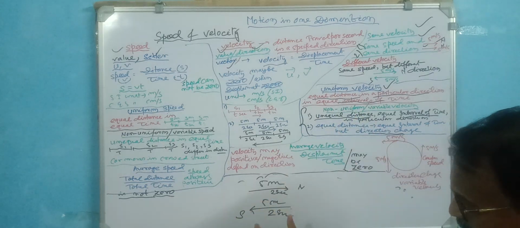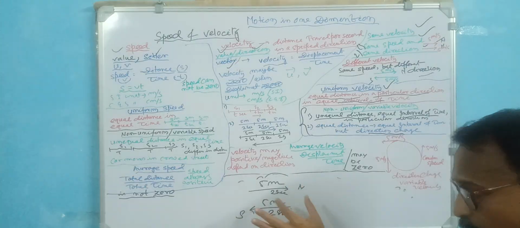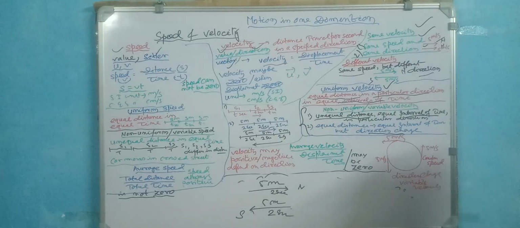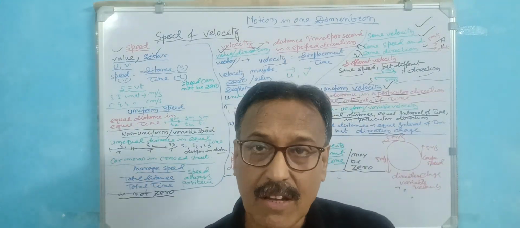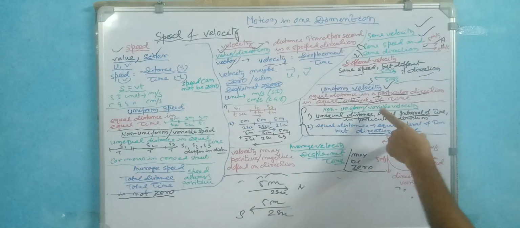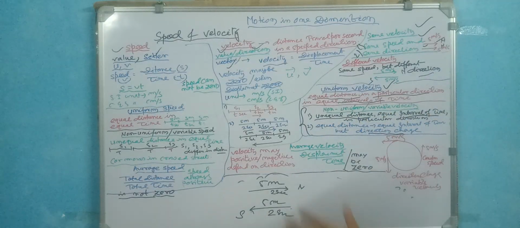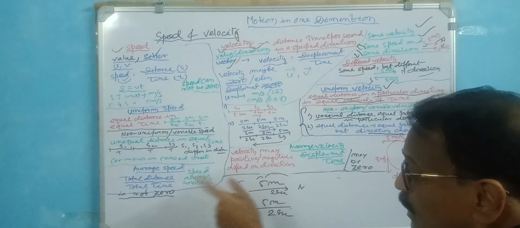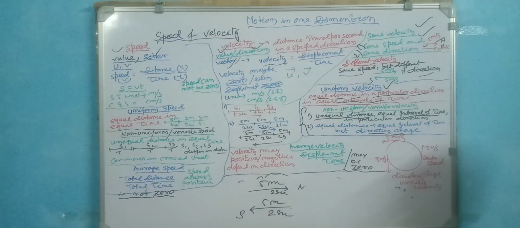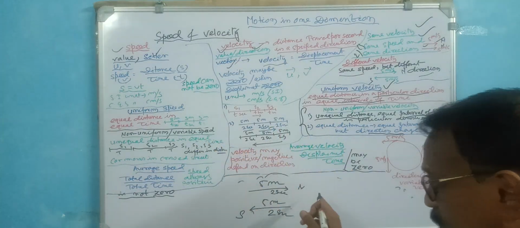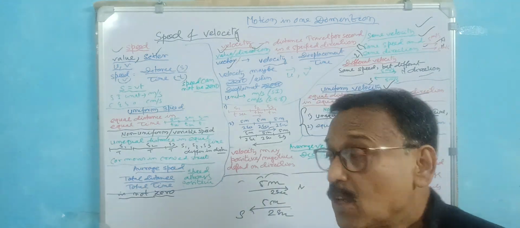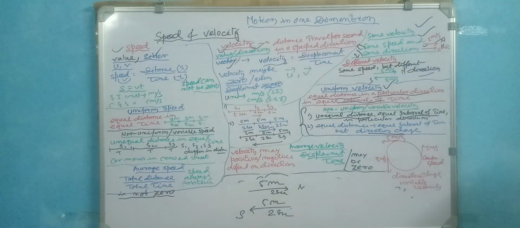Same distance, 5 meter, here also 5 meter. Same 2 seconds, but this is towards north, this is towards south. The direction is changed. If the direction is changed, velocity is changed. Okay, so that is called the variable velocity. Here is the result of this. If you take this as positive, this is negative. The velocity may be positive, may be negative, depending on the direction. Here it is towards the north, this is towards the south. If this is positive, then this is negative.